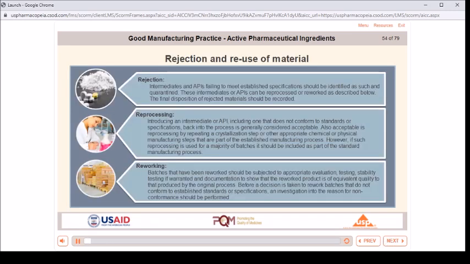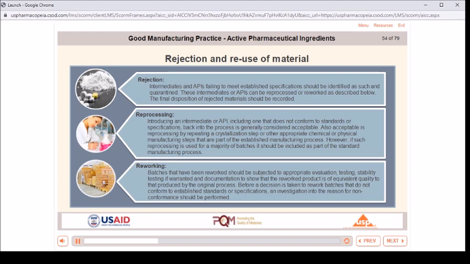Rejection and reuse of material. Rejection. Intermediates and APIs failing to meet established specifications should be identified as such and quarantined. These intermediates or APIs can be reprocessed or reworked as described below. The final disposition of rejected materials should be recorded.